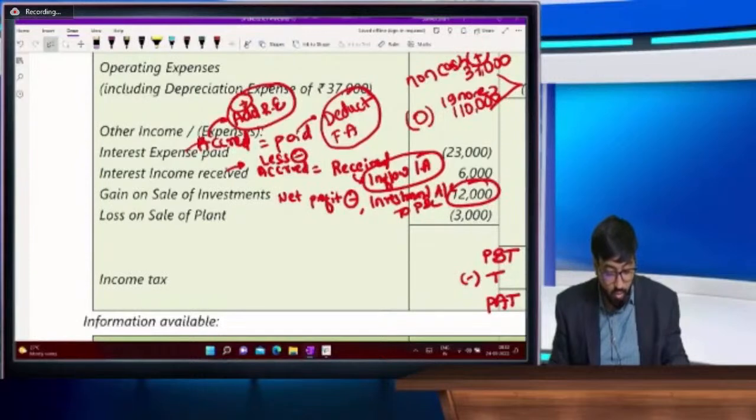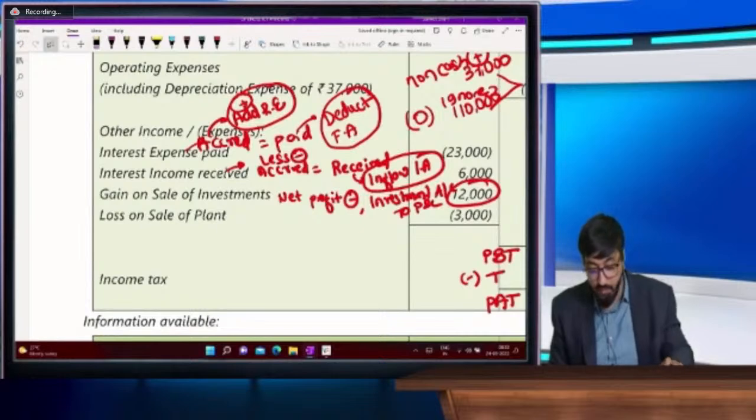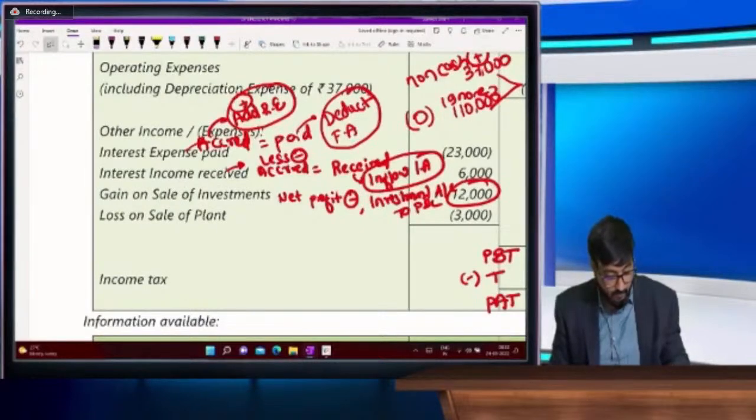How many effects are you going to give? Loss on sale of plant. Beta, today's session, I already told you, is very, very important. Loss on sale of plant. Visualize. How many effects are you going to give?